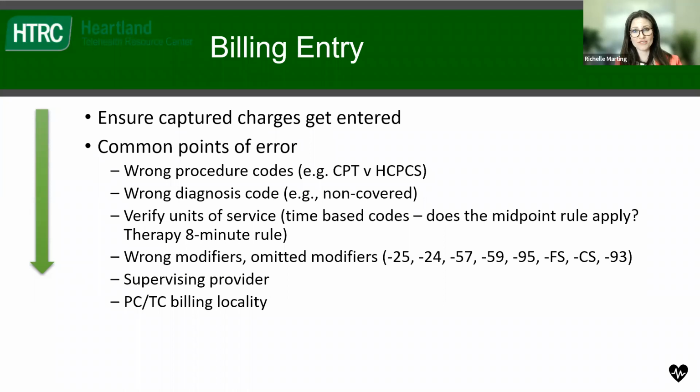So we get the charge capture, that's kind of the body of services that we may be able to bill for. And then there's the billing entry stage, taking those possible charges and actually entering them in a way that is consistent with coding guidelines, payer policy, any editing or bundling rules that may apply to that encounter. So we want to make sure, of course, they get entered. How do they get entered? How do we make sure they're all in there? Some common points of error in this step could be entering the wrong CPT code. And I'll give you an example of that.